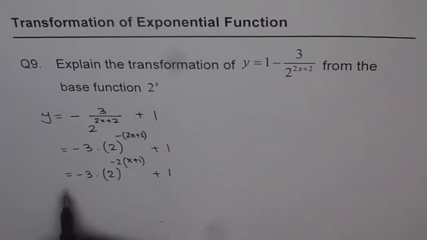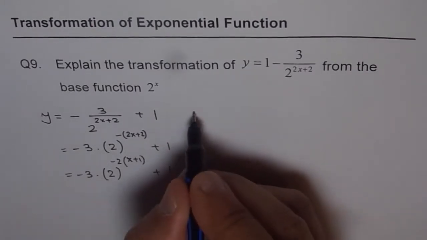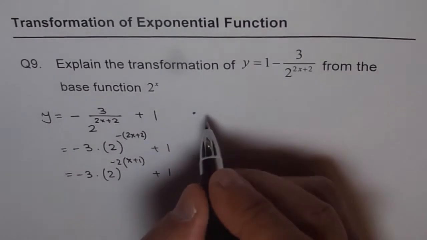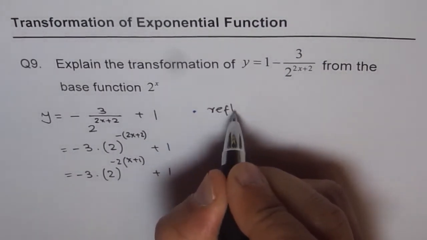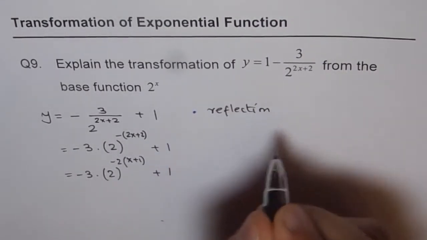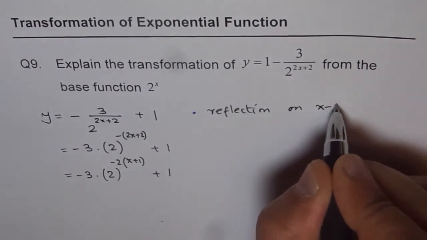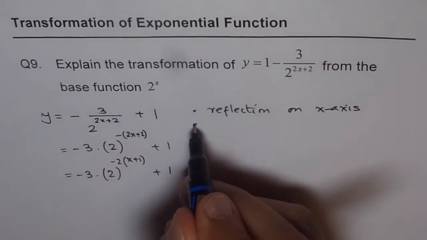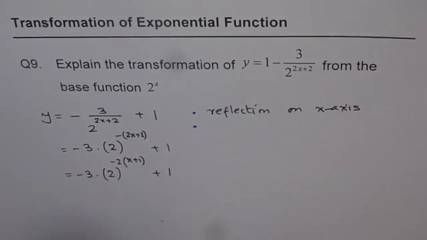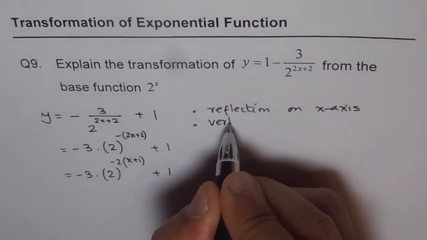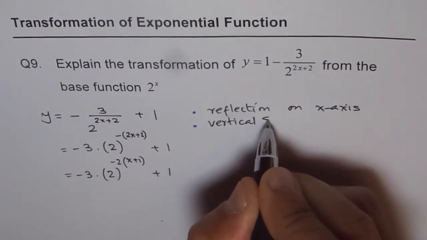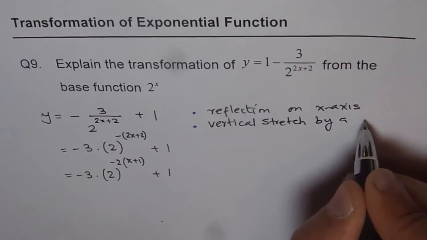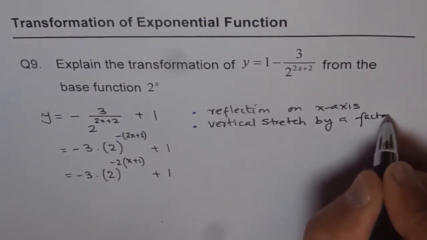So let's start from left to right. This negative here is a reflection on x-axis. So we can write that reflection on x-axis. And then we have 3, which is a vertical stretch. So this is vertical stretch by a factor of 3.